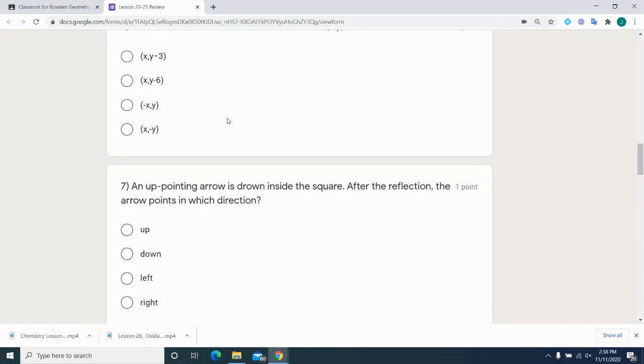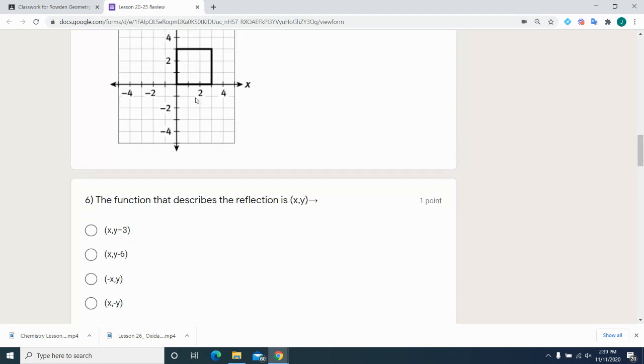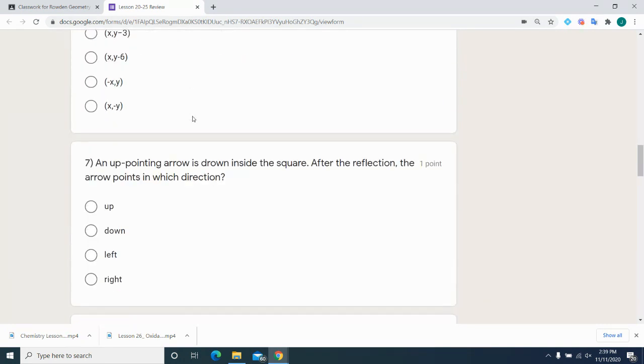And then the arrow inside the square, that's a typo. An up pointing arrow, I'm sorry. It's a typo, but I was wrong. It's not supposed to say down. It's supposed to say drawn. So I'll fix that so it's not as confusing. So an up pointing arrow is drawn inside the square after the reflection. Which way will it point? Well, we're right here, and we're flipping it to here. So it's originally pointing up. It would then be pointing down.